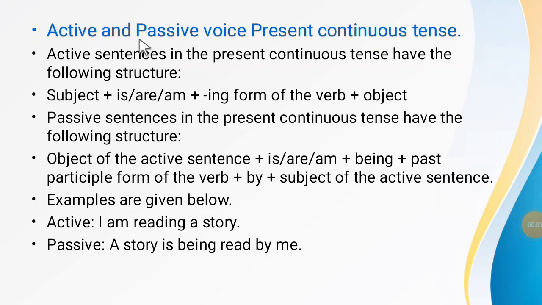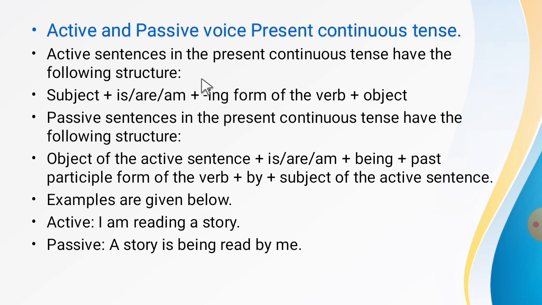Student, in our last video lesson, we talked about active and passive voice with present simple tense. In this video lesson, we will talk about active and passive voice with present continuous tense: how we change active voice into passive voice when we have sentences in present continuous tense. Active sentences in the present continuous tense have the following structure.